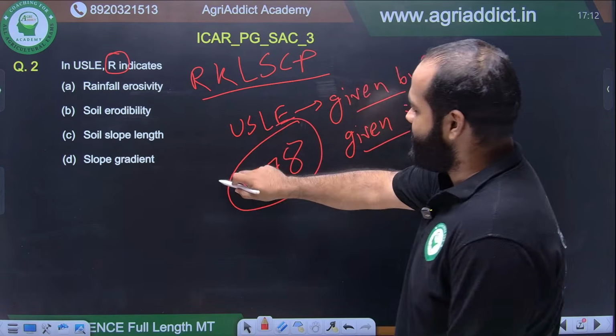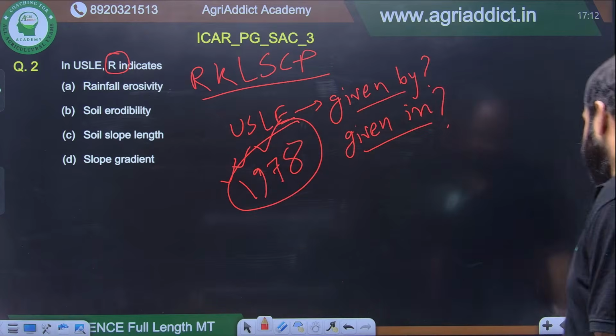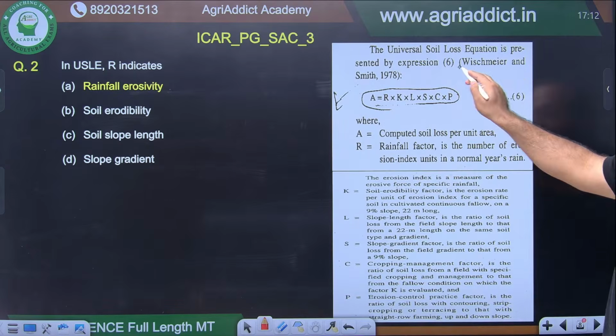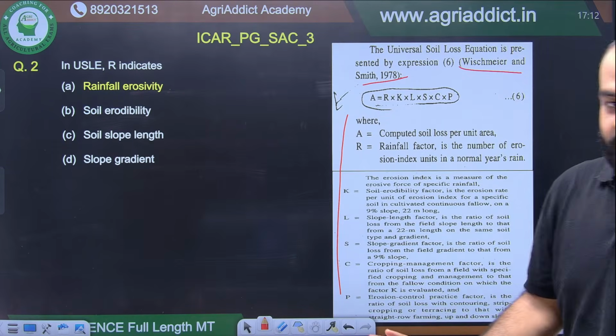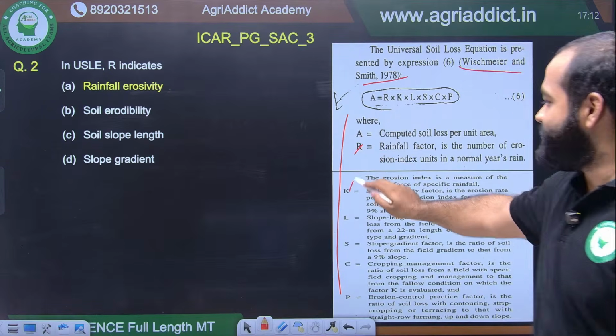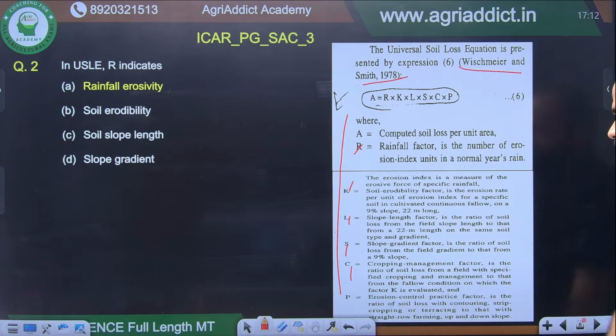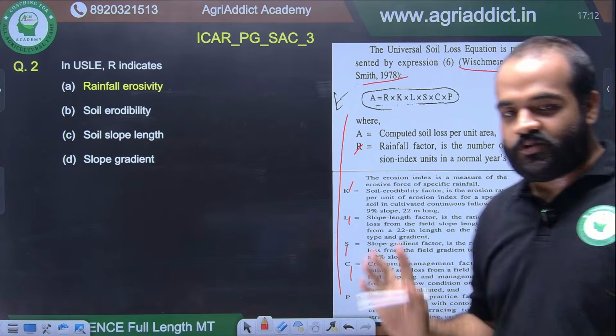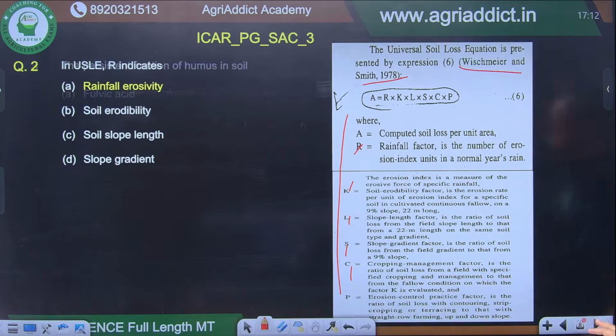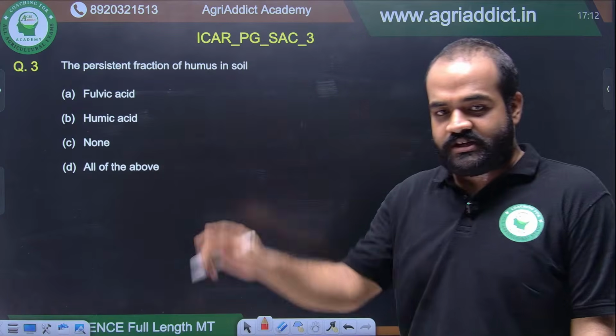You can expect the year in some match the following, and it was given by, here you can see, Wischmeier and Smith. This is taken from old ISSS. I'm not going to explain all the things. You all know what is R, what is K, what is L, what is S, what is C, and what is P. This is very important from soil erosion. You can expect at least 1 or 2 questions from USLE, and also the wind erosion equation. Uske bare mein bhi question aage aayega.